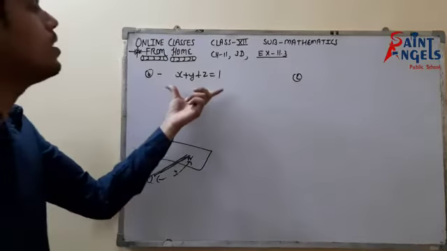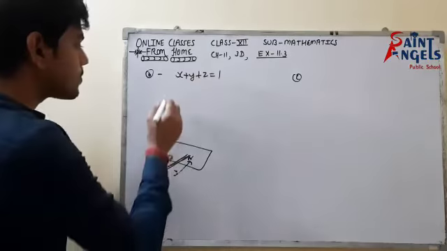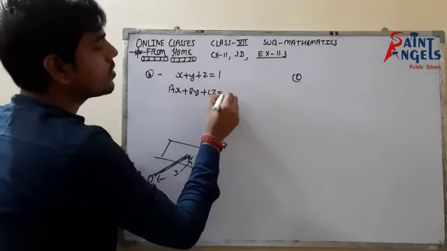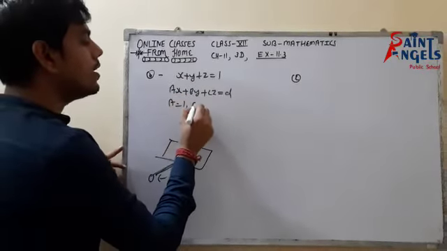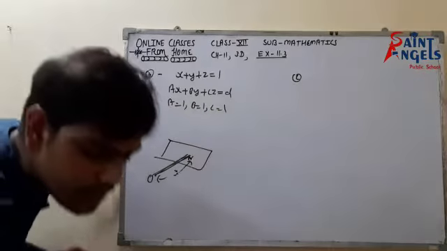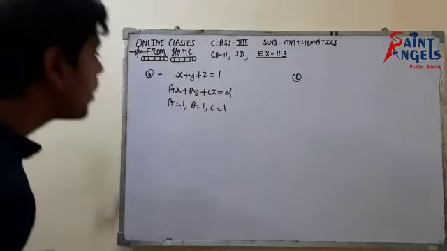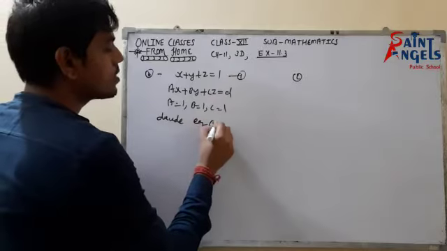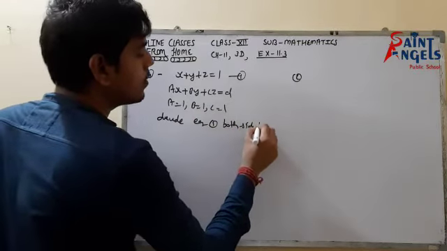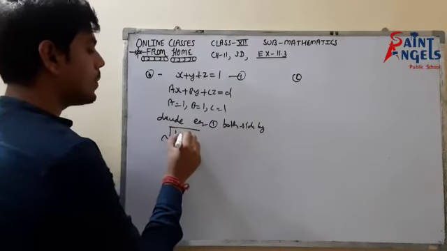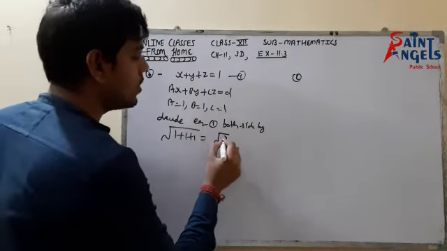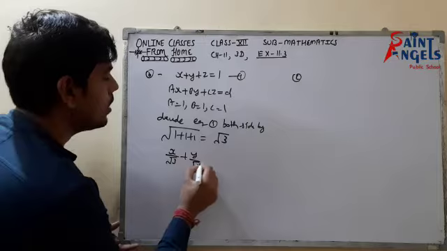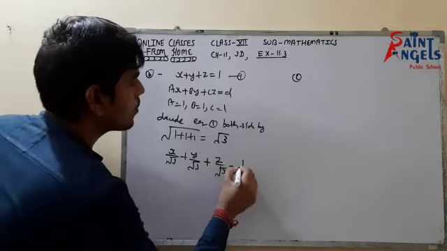Whenever we have to convert a given equation of plane into normal form, first of all we will compare it with the standard form, ax plus by plus cz equals d. So from here a equals 1, b equals 1, c equals 1. Now divide the equation, both sides, by under root a square plus b square plus c square, which is under root 3. So that would be x upon under root 3 plus y upon under root 3 plus z upon under root 3 equals 1 upon under root 3.